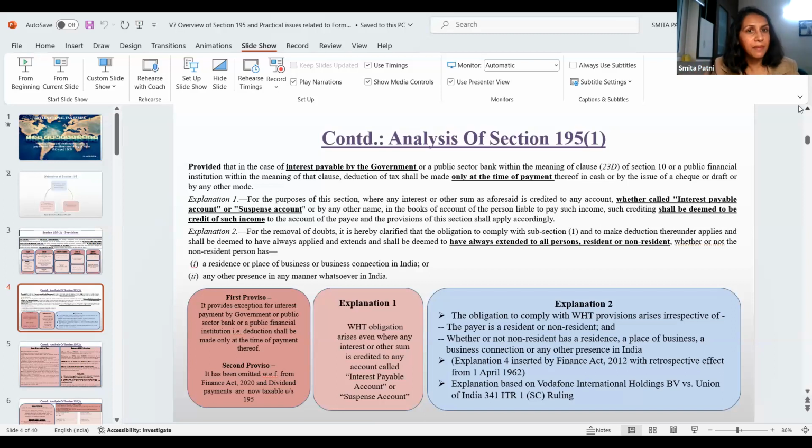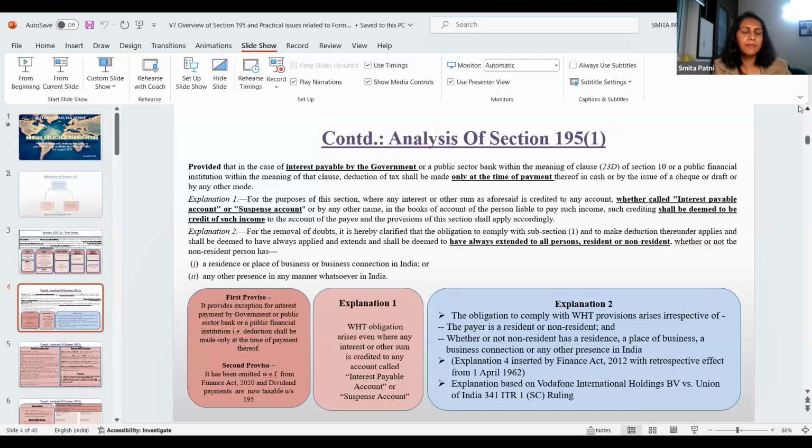As long as the payment is taxable in India, as long as the capital assets are situated in India, whether that non-resident who is the payer has a residence or a place of business connection in India, it doesn't matter. Whether he has any presence in India, it doesn't matter. He is supposed to deduct tax while making payment to the payee.